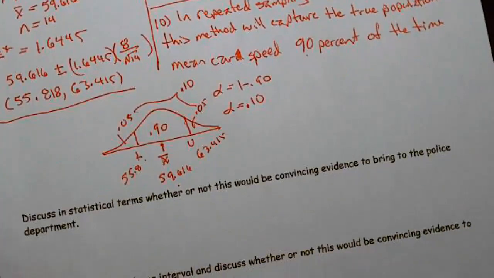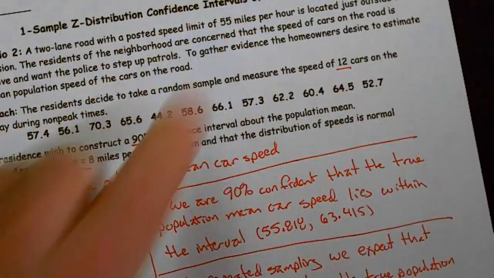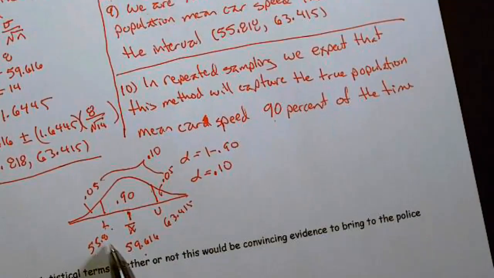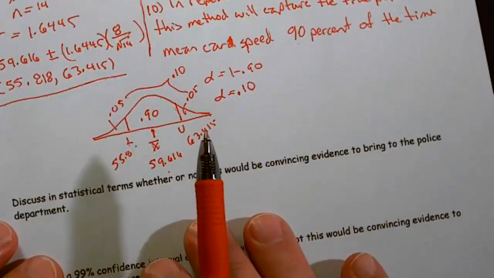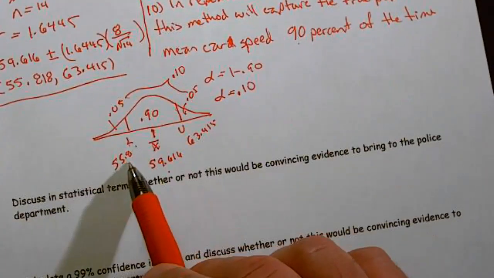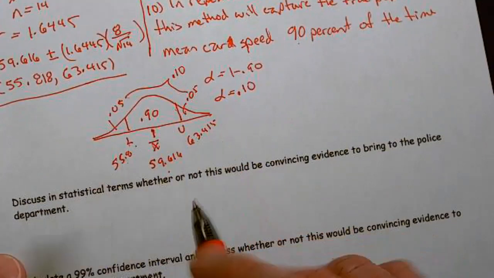So discuss in statistical terms whether or not this would be convincing evidence to bring to the police department. Well, what they were worried about in the initial problem was that they were exceeding the posted speed limit, and the posted speed limit was 55. Well, 55 is not in that interval. It's close, but it's not. All right, so the average car speed is above 55 miles an hour.